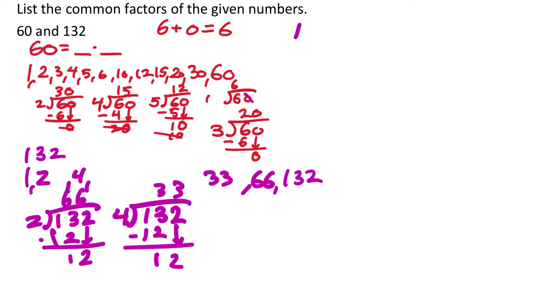Okay, so 132. Let's add each of the place values together. 1 plus 3 plus 2 is 6. So it is divisible by 3, so I'm going to need to include that in the list. Let's see what it is though.